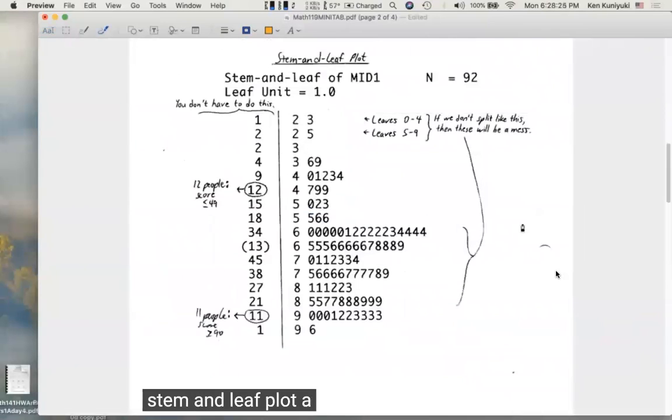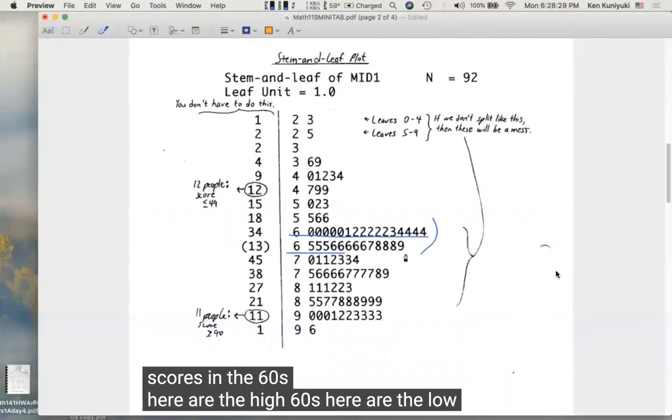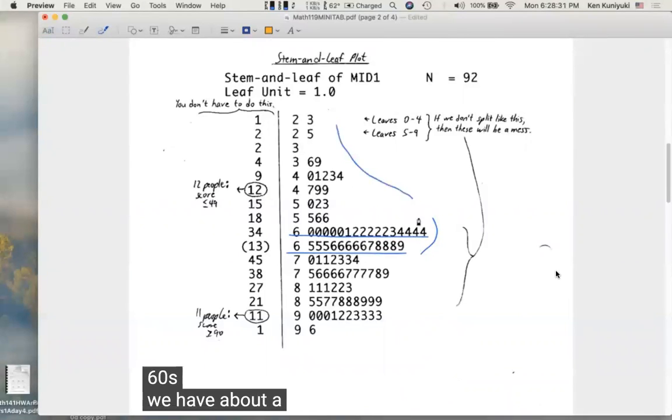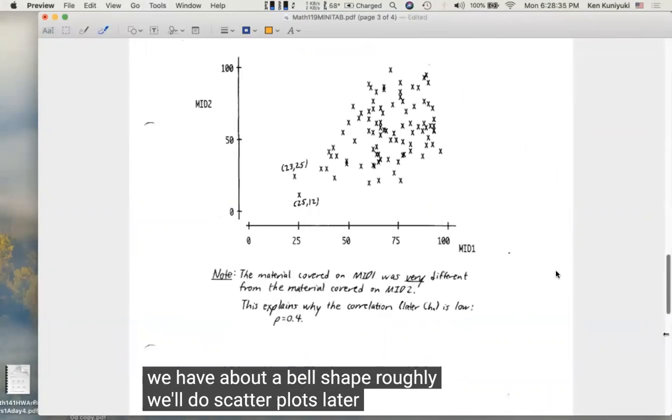Stem and leaf plot, a stem plot, lots of scores in the 60s. Here are the high 60s, here are the low 60s. Vice versa. We have about a bell shape, roughly. We'll do scatter plots later.